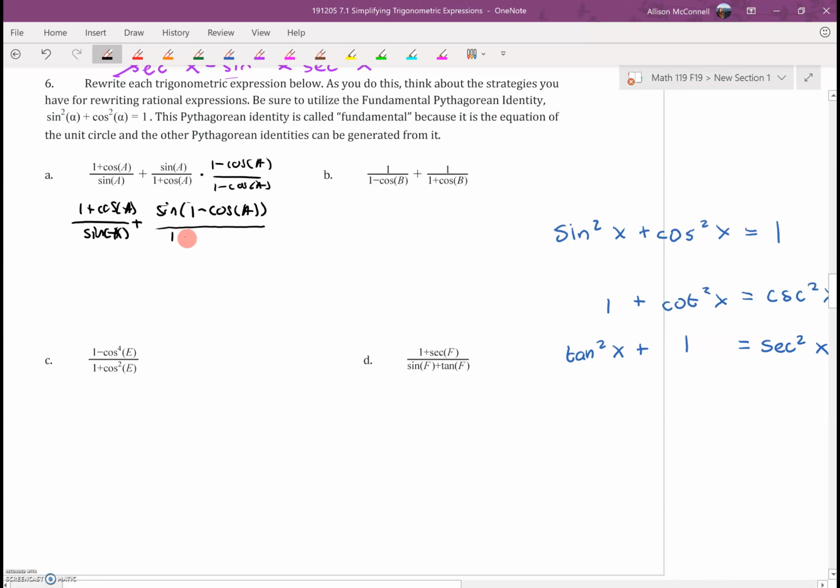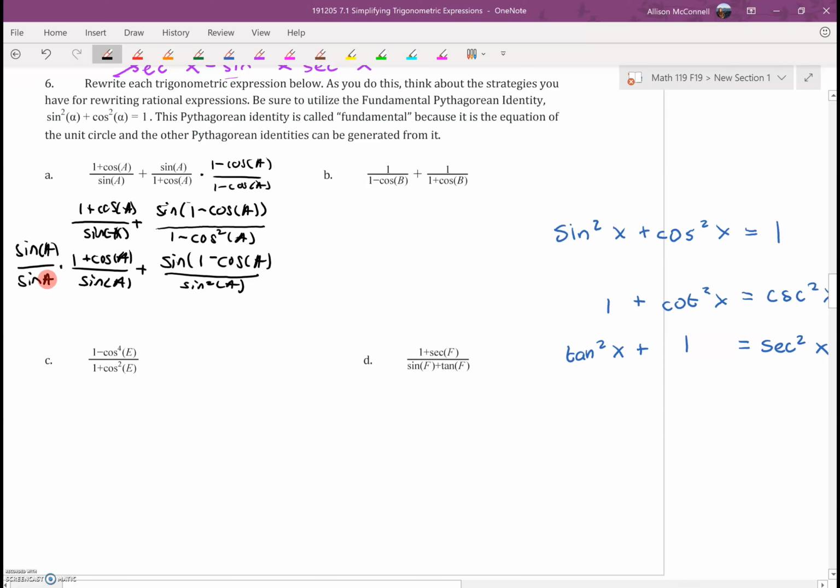And when I multiply these together, I get 1 minus cosine squared of A. 1 minus cosine squared of A is sine squared of A. So I have 1 plus cosine of A over sine of A plus sine of 1 minus cosine of A over sine squared of A. Now it helps me notice my common denominator. I just need to multiply this side by a form of 1, that is sine over sine.